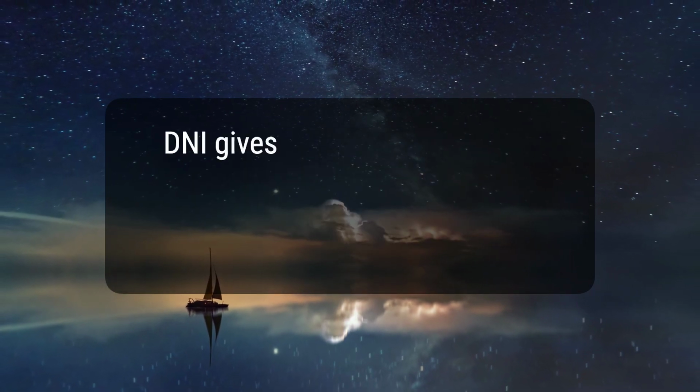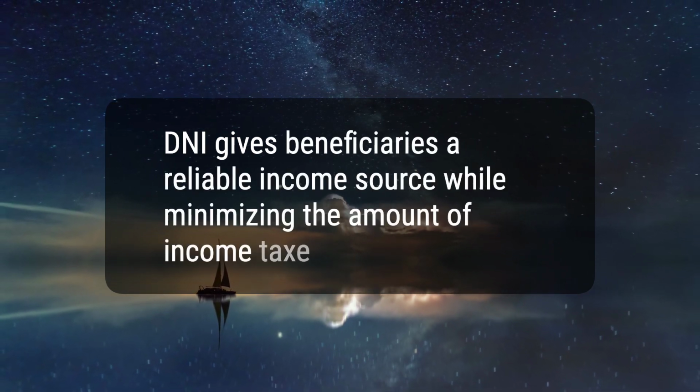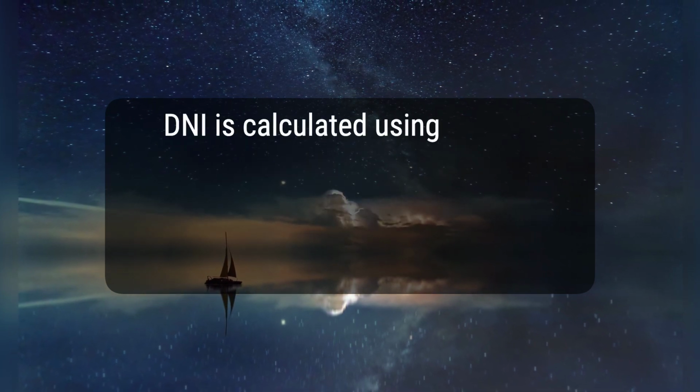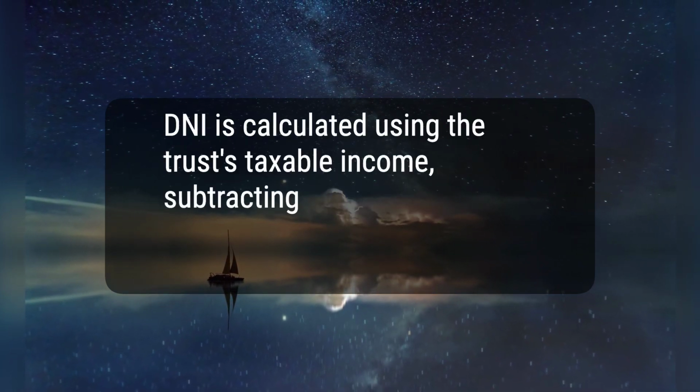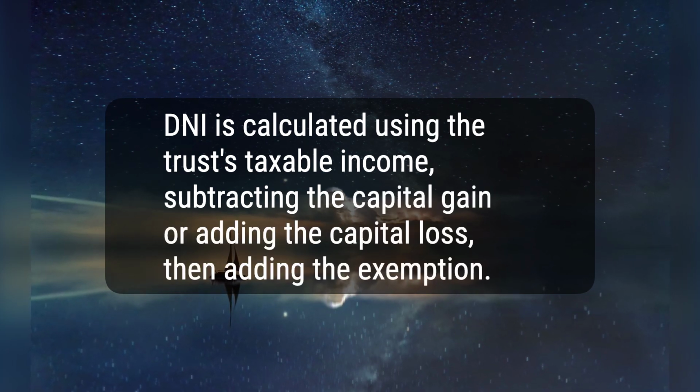3. DNI gives beneficiaries a reliable income source while minimizing the amount of income taxes paid by the trust. 4. DNI is calculated using the trust's taxable income, subtracting the capital gain or adding the capital loss, then adding the exemption.